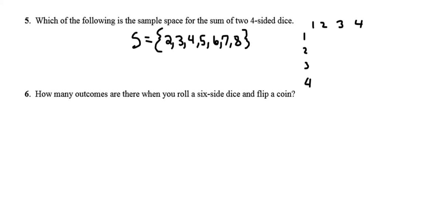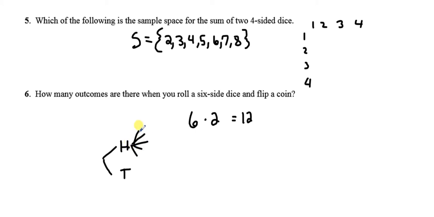All right, question number 6. How many outcomes are there when you roll a 6-sided dice and flip a coin? Well, this is the multiplication rule. We have 6 options for rolling a dice, and there's 2 options when you flip a coin, heads or tails. 6 times 2, 12. We could do a tree diagram, and we go heads, tails. That would be one way to do this. Or I could do 1, 2, 3, 4, 5, 6, and then put an H T after each one.